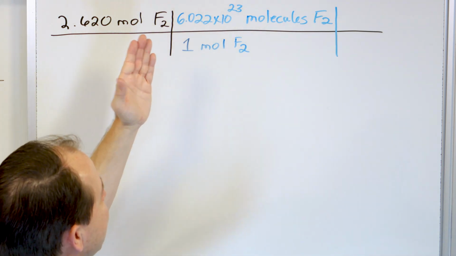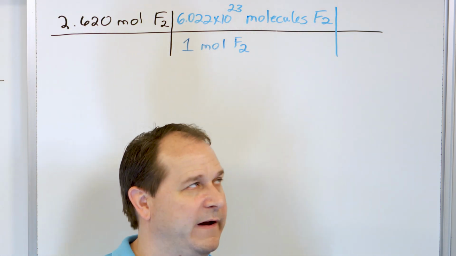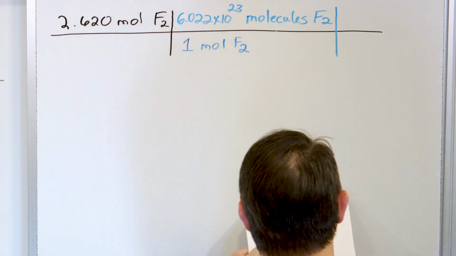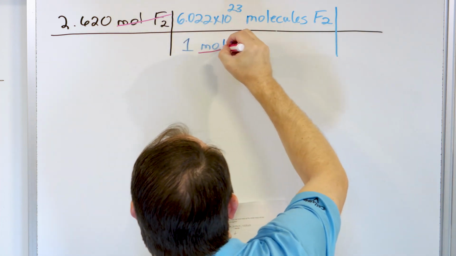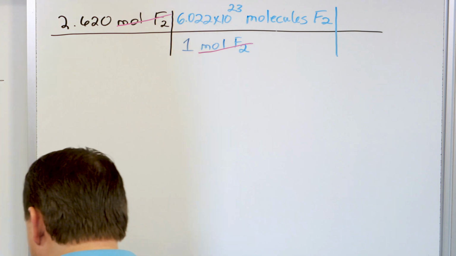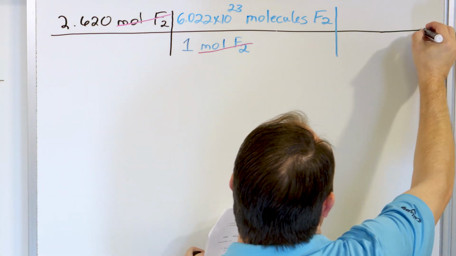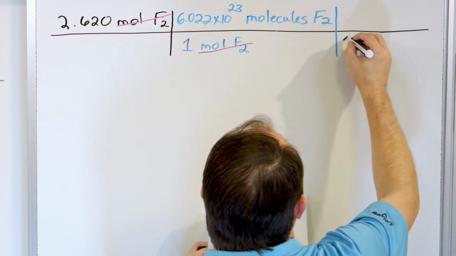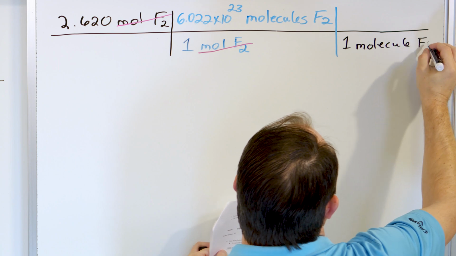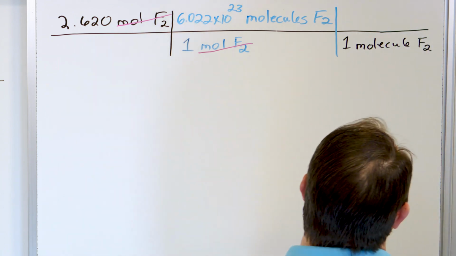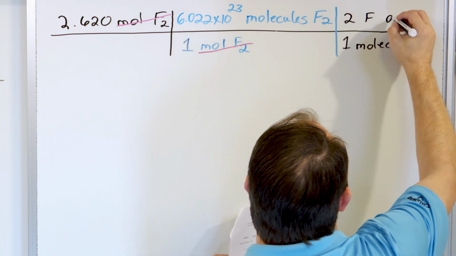But we are not interested in molecules of F2. We want to know how many atoms are there, right? So what you can say is, we have the unit. If we cancel these units, the only unit left is molecules of F2. We don't want that. We want to know something about the atoms, right? So what you can do is you can say that 1 molecule of F2, just 1 single molecule of F2 is equal to 2 fluorine atoms.